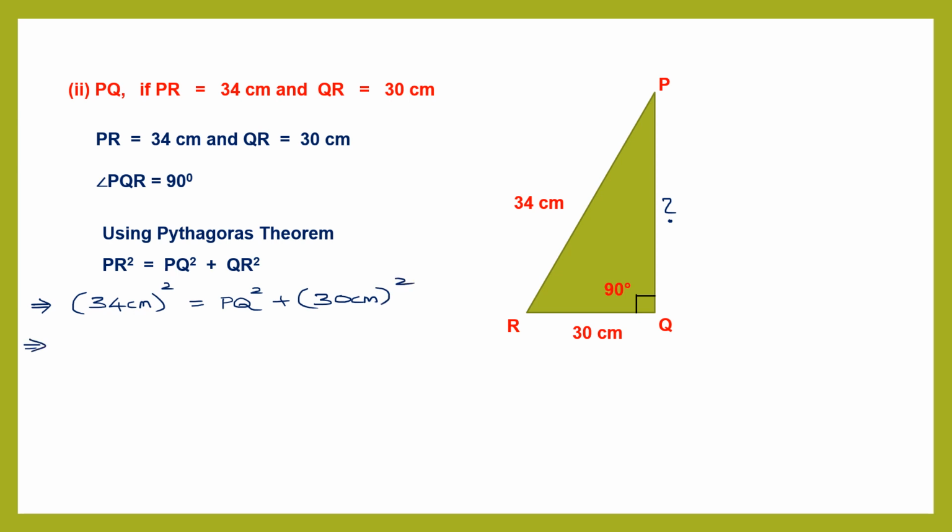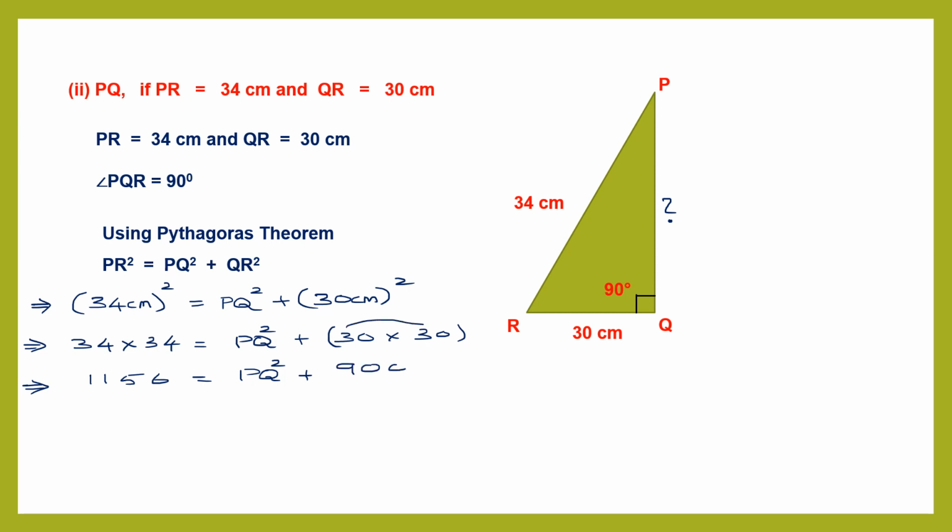So this will be 34 into 34. This is equal to PQ square plus 30 into 30. Now 34 into 34 is 1156. 1156 is equal to PQ square plus 30 into 30. 3 threes are 9. Add the 2 zeros, 900.